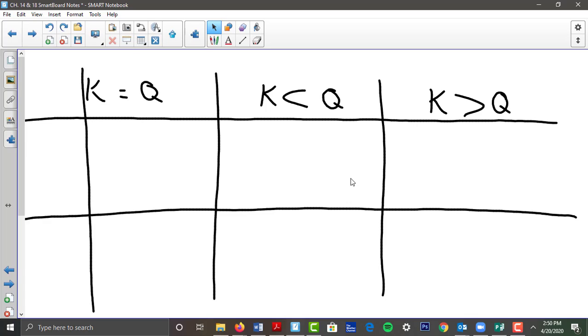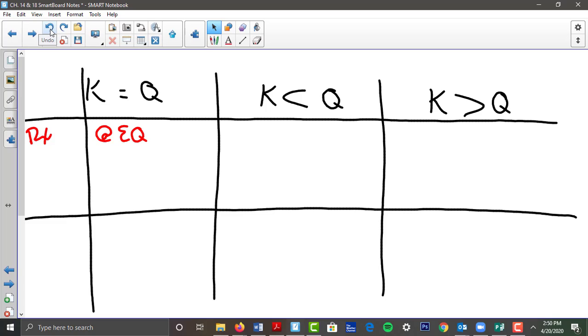So starting with this, let's take a look first at the relationship between Q and K as it relates to equilibrium that we've studied already back in chapter 14. So back in chapter 14, we looked at how it relates to a reaction. So if we're talking about a reaction, when Q is equal to K, that means that the system is at equilibrium.